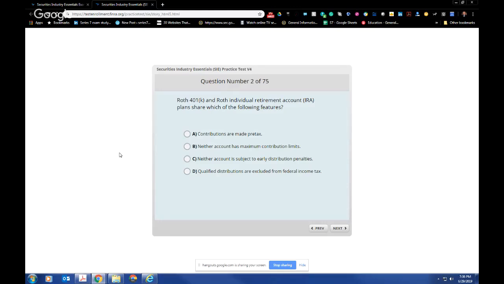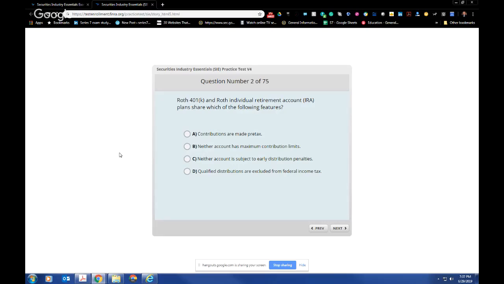Neither account is subject to early distribution penalties. No, you do. If you take it out, you're going to have to pay penalties, okay? Roth 401k, you can actually take your own money out beforehand, okay? Neither account has maximum contribution limits. That's not true. They do. You can only put in $6,000 on the IRA. And contributions are made pre-tax. That's not true. It's done after tax.